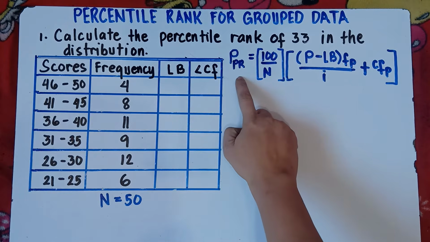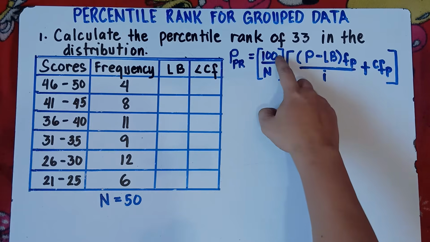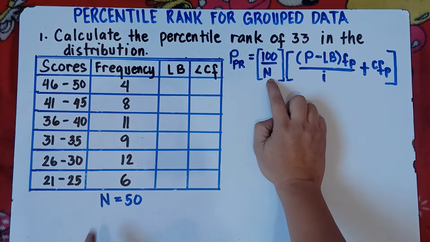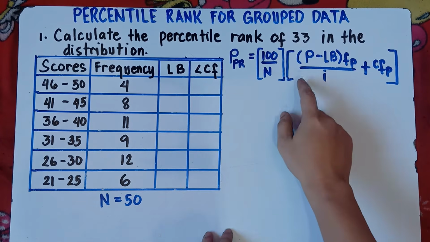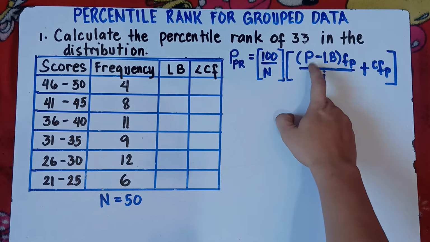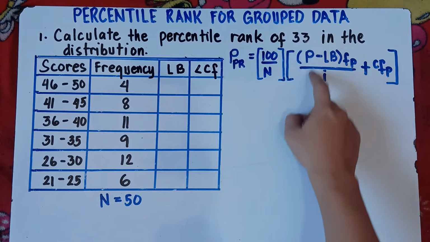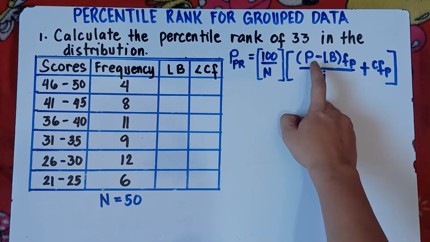And the formula of the percentile rank, that will be the percentile rank equals bracket 100 over n. So once again, n is the total number of frequency multiplied by another bracket, then open parenthesis, p is the percentile rank that we're looking for. We're looking for percentile rank of 33. Therefore, this p here is 33.